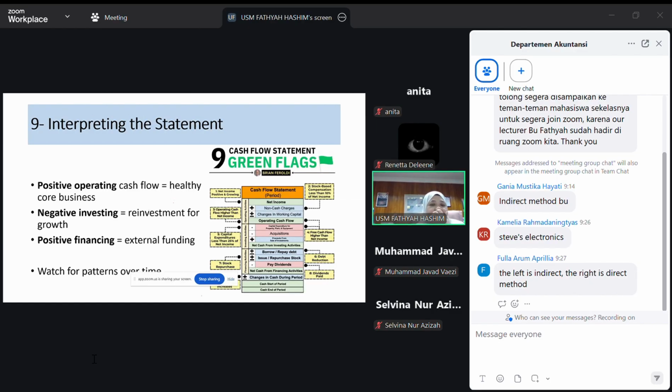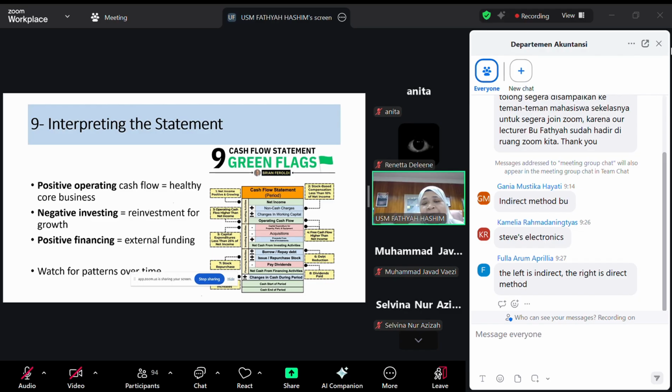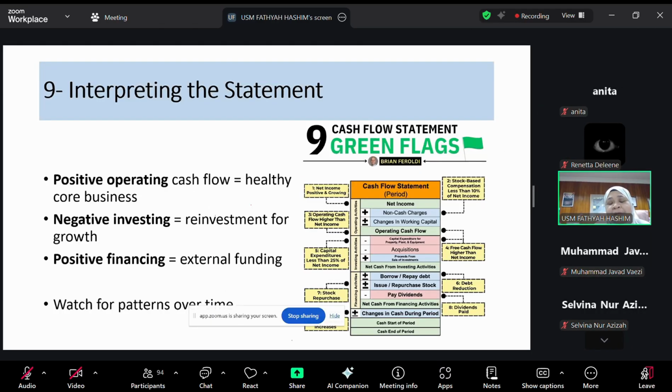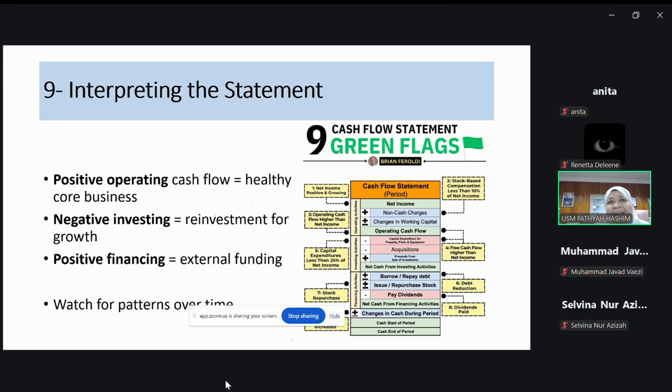Okay, now we come to the most difficult part. I hope you have understood what has been presented just now on the cash flow statement, on the approaches, on the methods, and now we come to the interpretation of the statement.